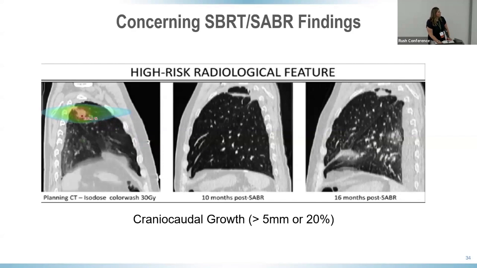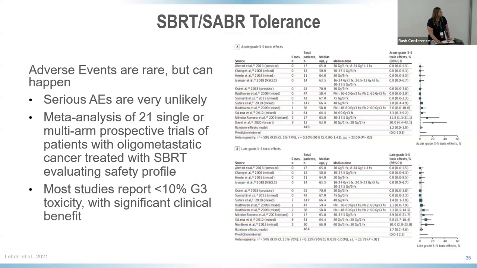This is your craniocaudal growth, and that's usually measured at greater than 5 millimeters or 20%. As you can see, that linear aspect, there's growth up and down in that craniocaudal direction. We expect to see some growth in the axial planes, but once we see growth in this, it's most often not radiation related, and you're going to want to either consult your interventional pulmonology team for a biopsy and get a PET scan.